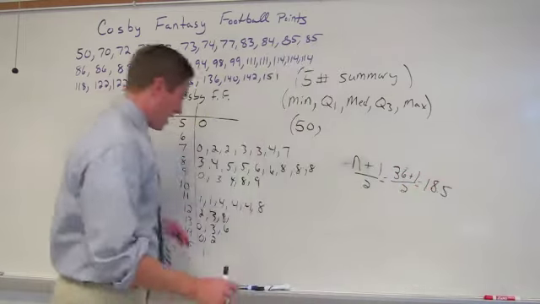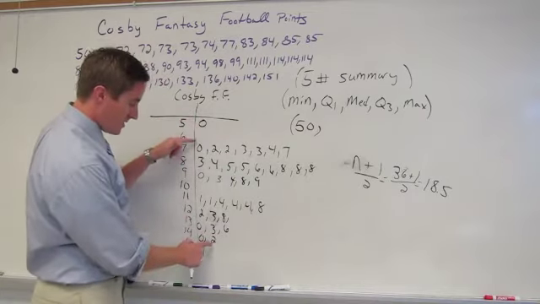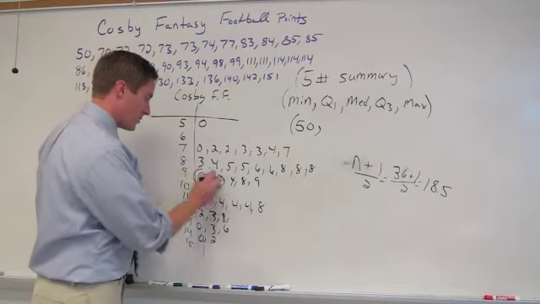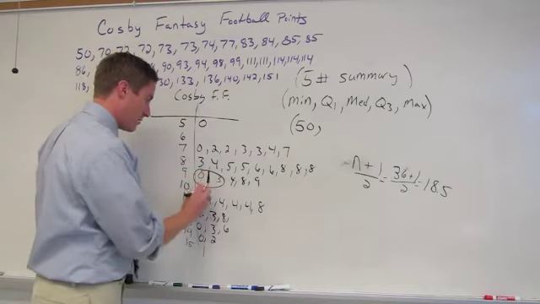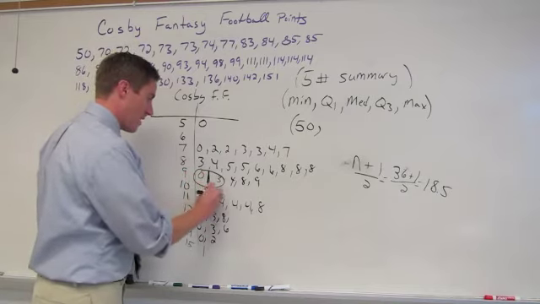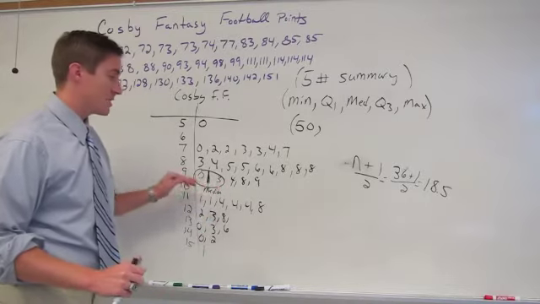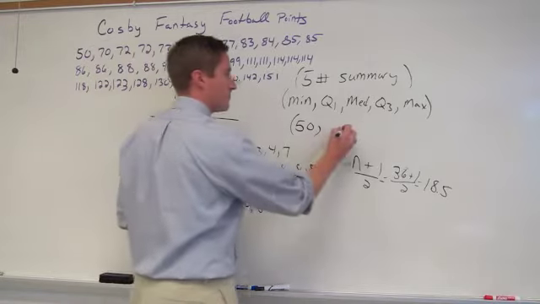So I count up 18 numbers, and I could count from both sides too and cancel them out. But I count to the 18th number, and if you remember from the last part, it falls right between these two values. Here's my median. We found it was between 90 and 93, so we found the average of those two, and so it was 91.5.